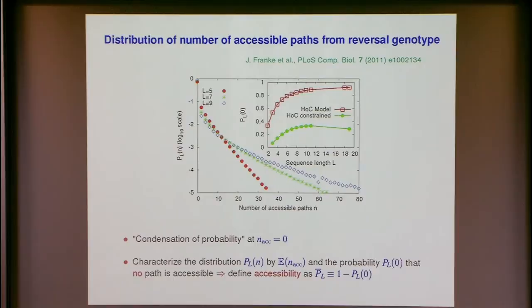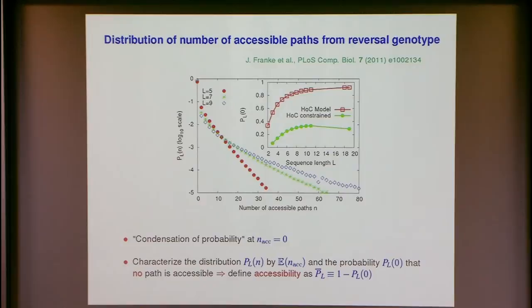And so we like to look at what we call the accessibility. So this is simply the probability that there is at least one path, right? So 1 minus P_L of 0 is the accessibility. And so P_L of 0 is plotted here in the inset. So this is the probability that there is no path for the House of Cards model.